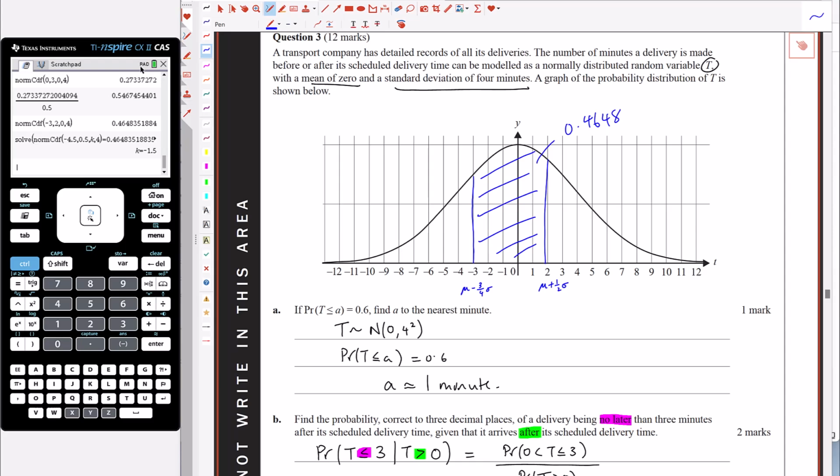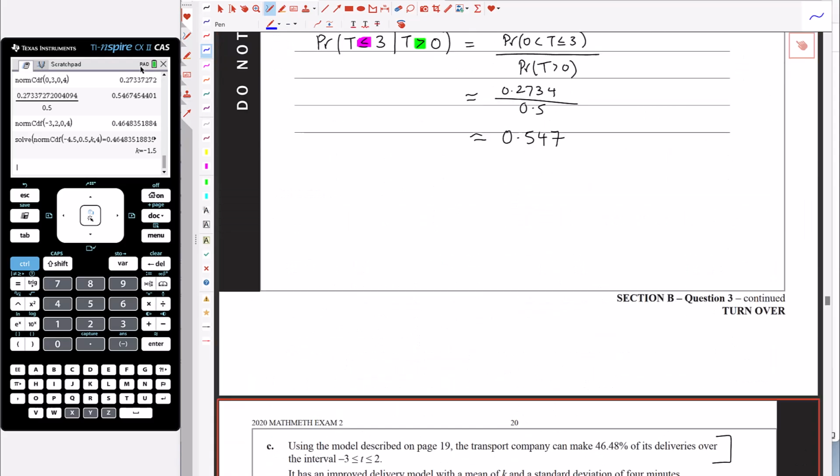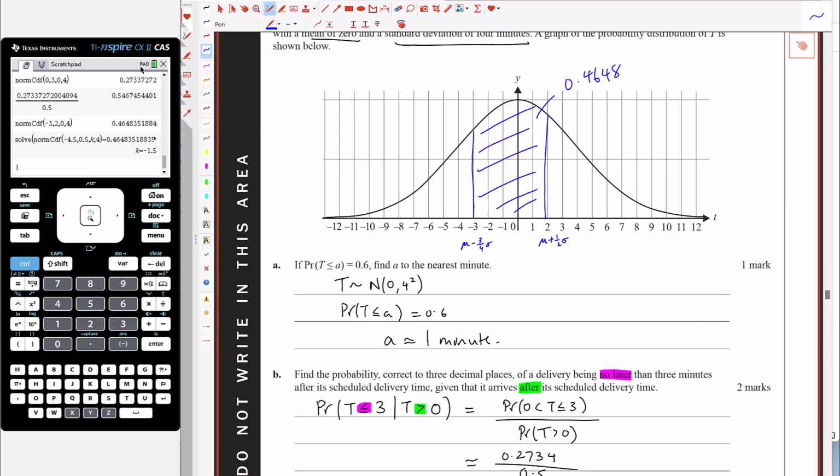And what do we want it to be between? Negative 4.5 and 0.5. We want that to be the same. So I think what they're essentially wanting you to do is think through, firstly, the symmetry of it. If we flipped this around and went from negative 2 to 3, obviously that's still going to be the same area, 0.4648.